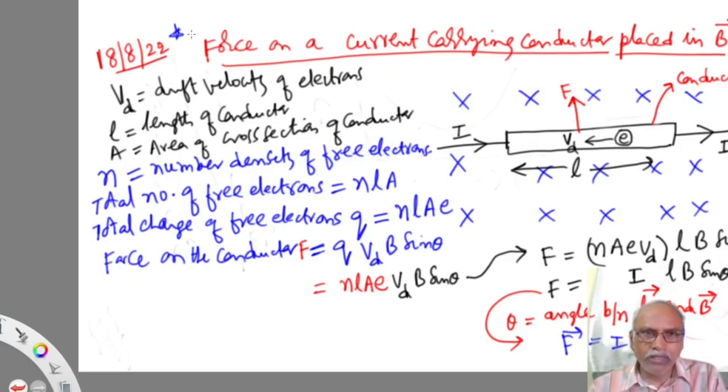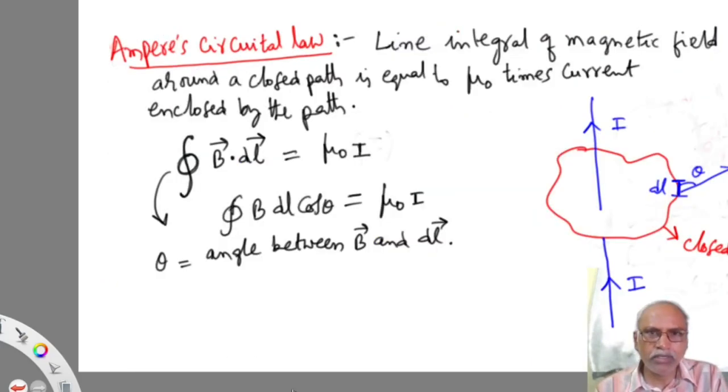Force on a current carrying conductor. This derivation is important. F is equal to ILB sin theta. You get numerical problems on this equation. F is equal to ILB sin theta.